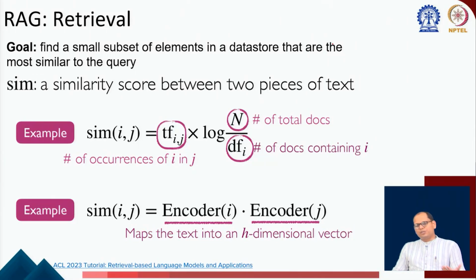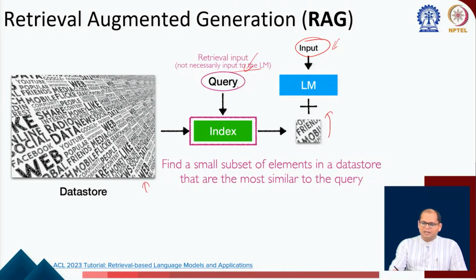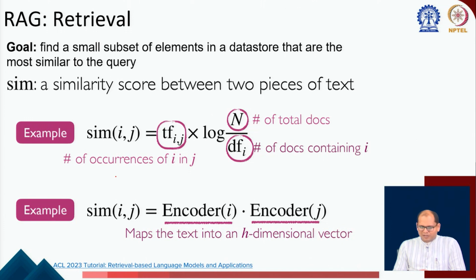Now, how do you really do retrieval? Once you have this query, how do you retrieve from this data store? These methods we already discussed while talking about open retrieval question answering. What is our goal? You want to find a small subset of elements in a data store that are the most relevant to a query. You have a query and a set of documents that are stored. You can find similarity based on various methods. You can use an unsupervised method, like TF-IDF or BM25 retrievers, to get a similarity score between two pieces of text, and then once you have similarity, you can rank them.